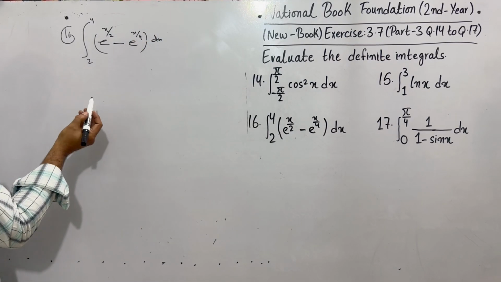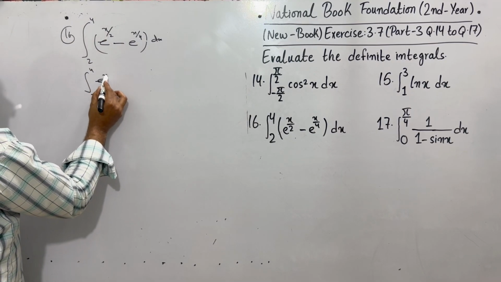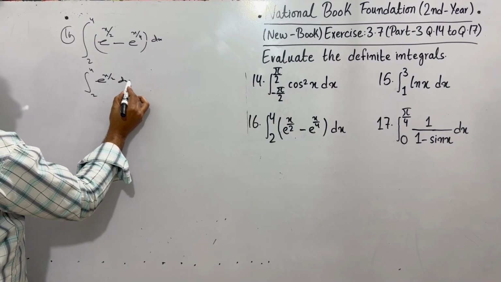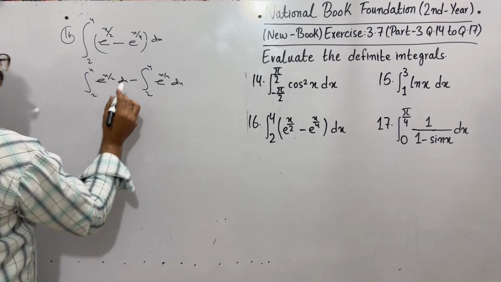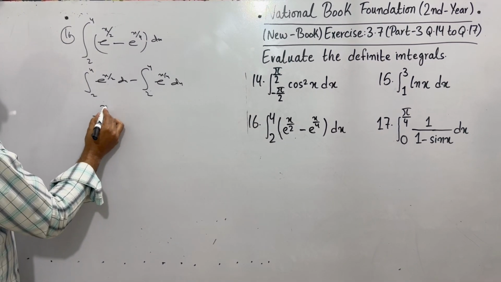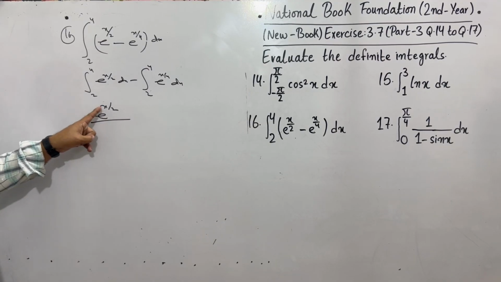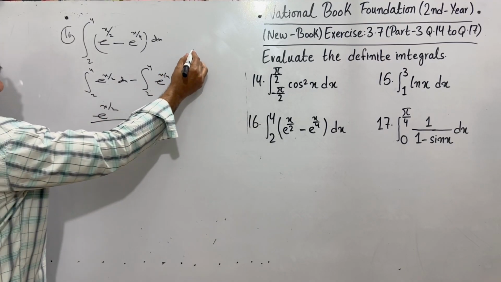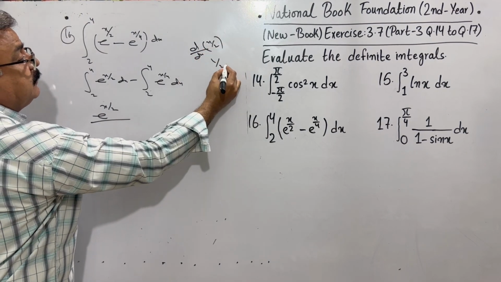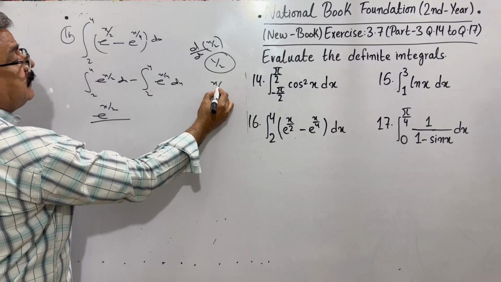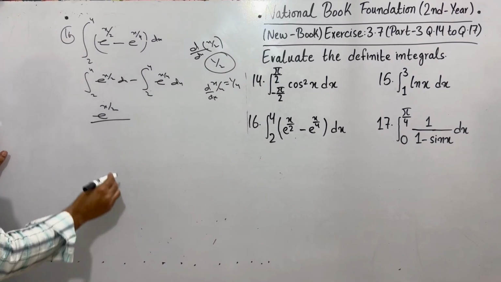As integration of e power x is e power x, this integral operator is distributable. It is distributed to each term: the integral from 2 to 4 of e raised x over 4 dx. Now have a look here. It will remain the same. Don't forget to divide by the differentiation of the power. The differentiation of x over 2 will become 1 over 2. And the differentiation of x over 4 will become 1 over 4.